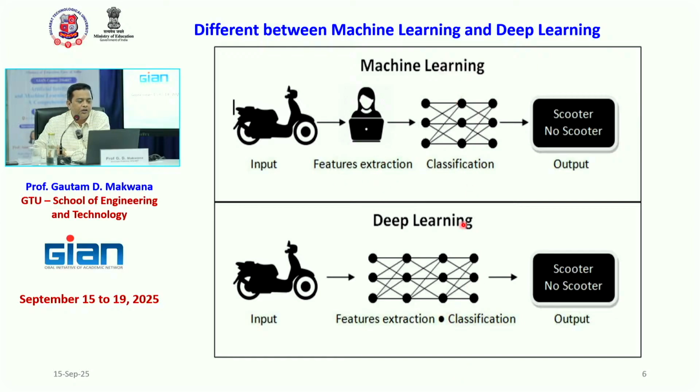Both applications are the same: classification of the input data. Here the feature extraction is done manually, and here the feature extraction is done by some kind of algorithm or mathematical formulas. This feature extraction is done without any intervention of humans, and that's why we get some kind of intelligence in the AI model without any use of humans. So this is the basic difference between machine learning and deep learning.